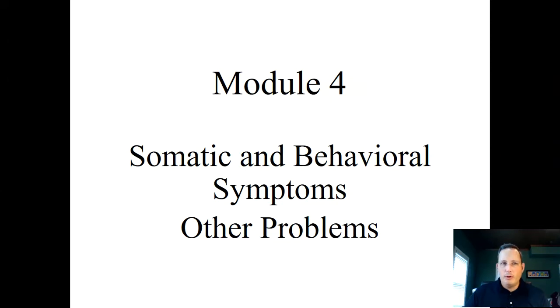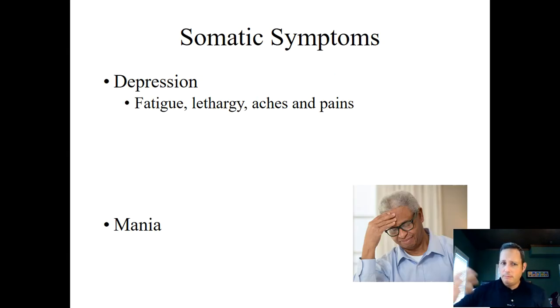So in Module 4, we're going to continue talking about symptoms of mood disorders. We talked about the emotional and cognitive kind of symptoms in Module 3. And so now we're going to look at somatic. In this case, somatic are physical manifestations of psychological issues, and then behavioral symptoms, along with other things that are kind of comorbid frequently with various types of mood disorders. So first, let's talk about somatic symptoms.